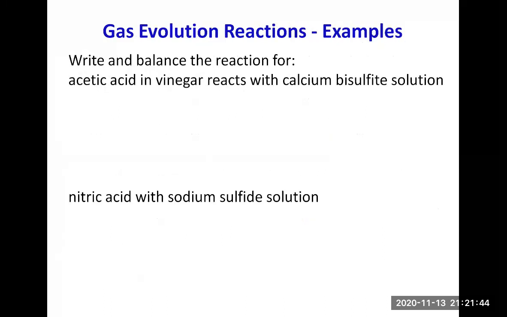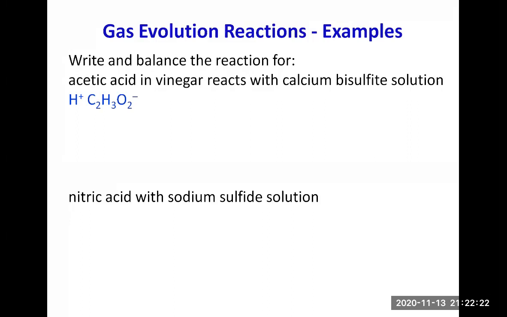So let's go through some more examples. Write and balance the reactions for acetic acid in vinegar reacts with calcium bisulfite solution. So acetic acid, we can retrieve its formula from its name. It's an acid that doesn't have the prefix hydro in front, so it's an oxy acid. The ending "ic" means you have a polyatomic ion ending in "ate". And acetic means that it comes from the acetate ion. So you need the acetate ion.